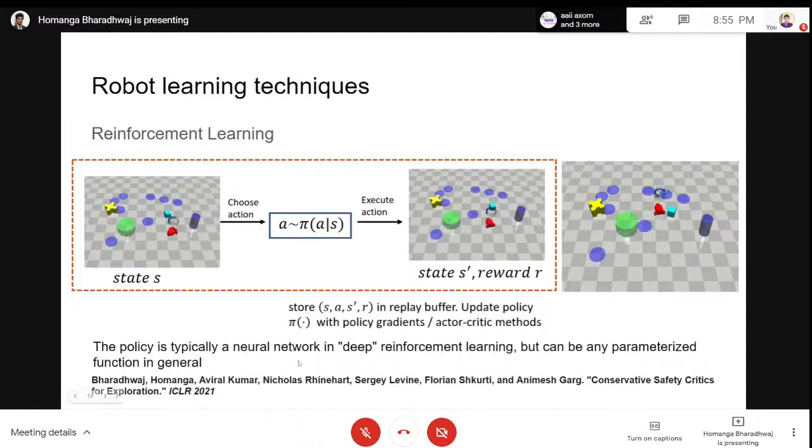The policy in general could be any parameterized function, but in deep reinforcement learning, where deep is within quotes, because most reinforcement learning now is deep reinforcement learning, all that means is that the policy is a deep neural network. So it parameterizes our distribution. Say the policy is a neural network that outputs the mean and covariance of a Gaussian. And then we say that the policy distribution is the Gaussian distribution whose mean and covariance are the outputs of the neural network policy.